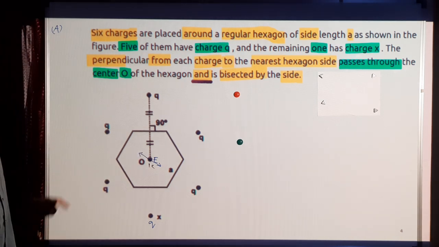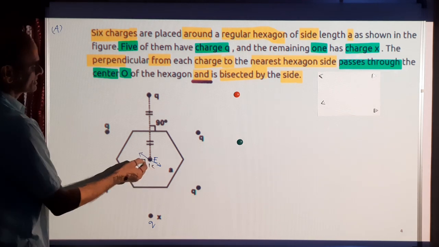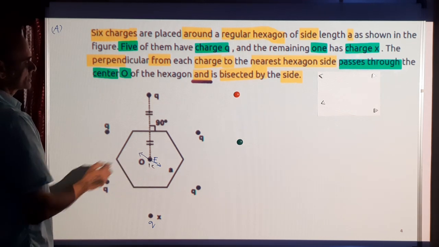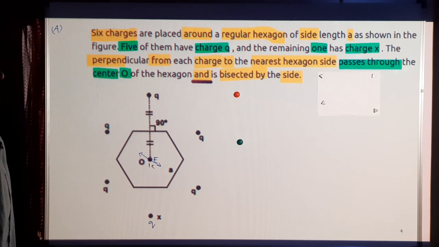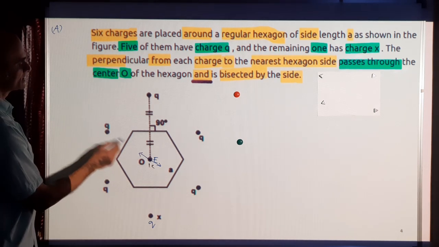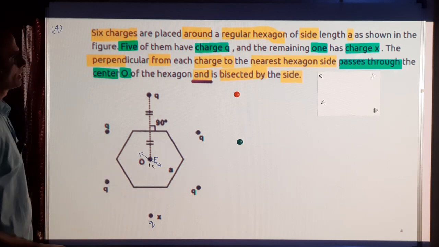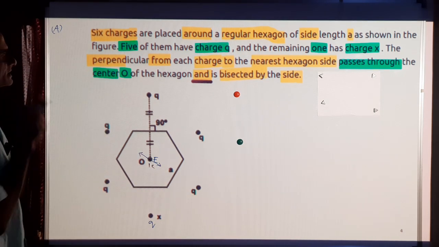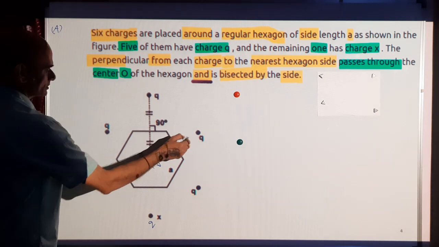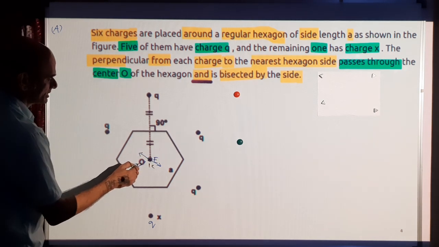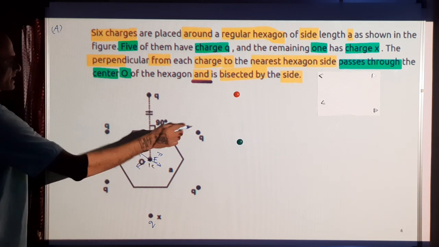Let me assume Q is positive, so there will be a repulsive force between this and this, and between this and this, in this direction. So these two forces are equal in magnitude and opposite in direction, so they will cancel. Equal in magnitude because it's Q into 1 by the distance square, and both the distances are the same because all these charges are placed symmetrically around the hexagon. Force due to this Q will be a repulsive force in this direction, and due to this Q a repulsive force in this direction. So these two will cancel.